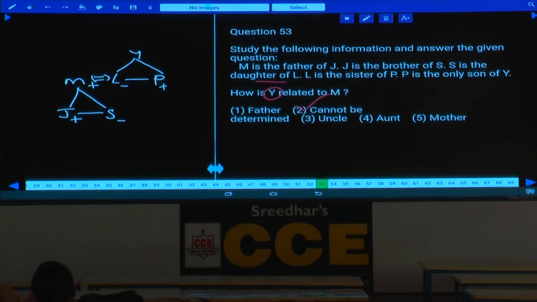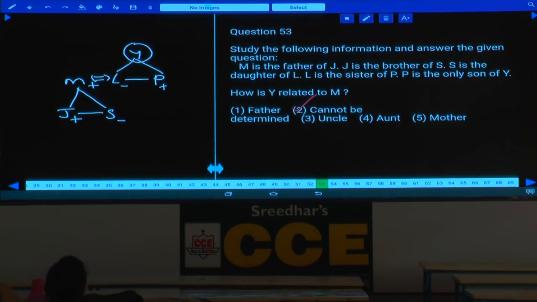Then question number 53. How is Y related to M? How is this Y related to M here? Now, M's gender is not clearly known. If M is a male, that means M's wife's father. Wife's father is father-in-law. Or if Y is a female, mother-in-law is the answer. The answer could be either father-in-law or mother-in-law. Hence, what is your answer here? Cannot be determined. Why can it not be determined? Because the gender of this Y is not clearly given.